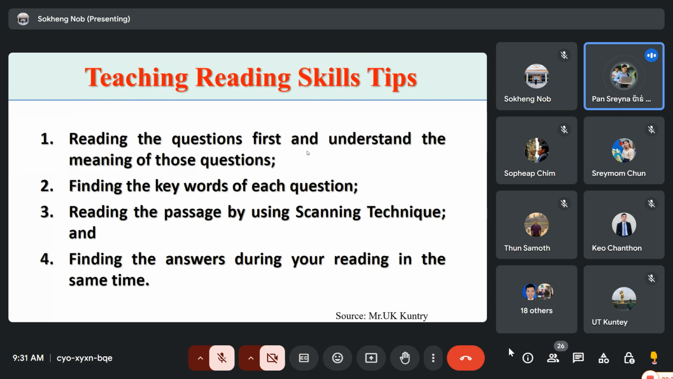This is the teaching reading tip. One, we can come up with a question first. As I mentioned earlier, we can select intensive reading. So ask the question first, and then let them read the text. Number two, find the keyword of each question, and then read the passage using the skimming technique. Skimming here is not reading for general meaning, but reading for specific purposes. The last one is finding the answers while they read. At the same time, they read and get the answers. By the end of the reading, they will be able to comprehend the text well.